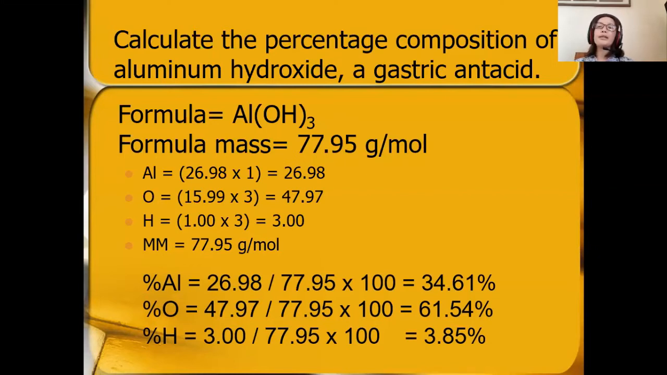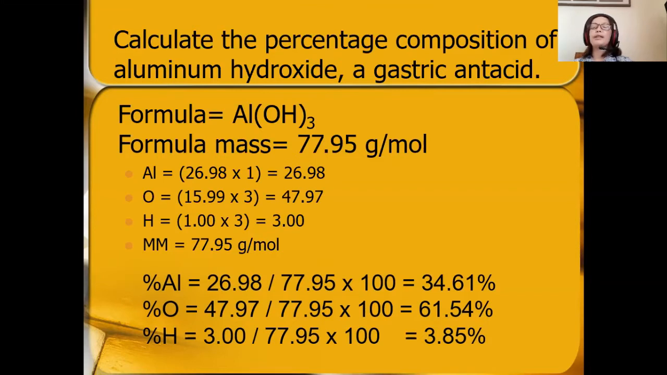Same with oxygen. You will see that oxygen comprises 47.97 grams per mole in the compound. You divide it by the total of 77.95 and multiply by 100, so you will obtain 61.54%. And of course, for hydrogen, it is 3 grams per mole, divide by 77.95 grams per mole and multiply by 100, and there you have 3.85.